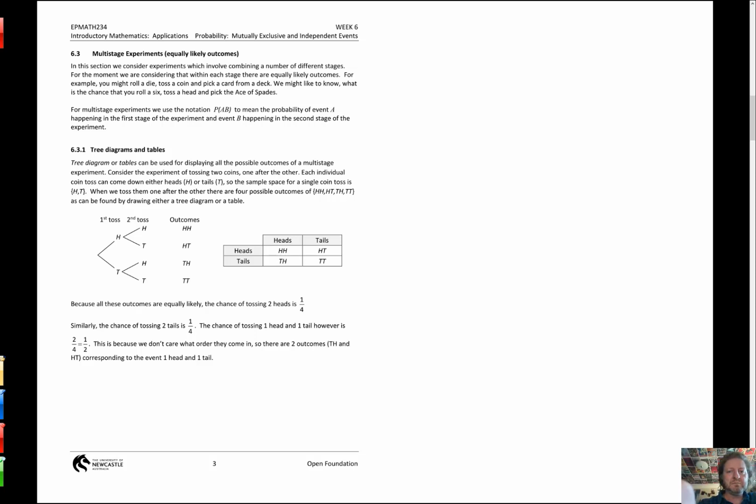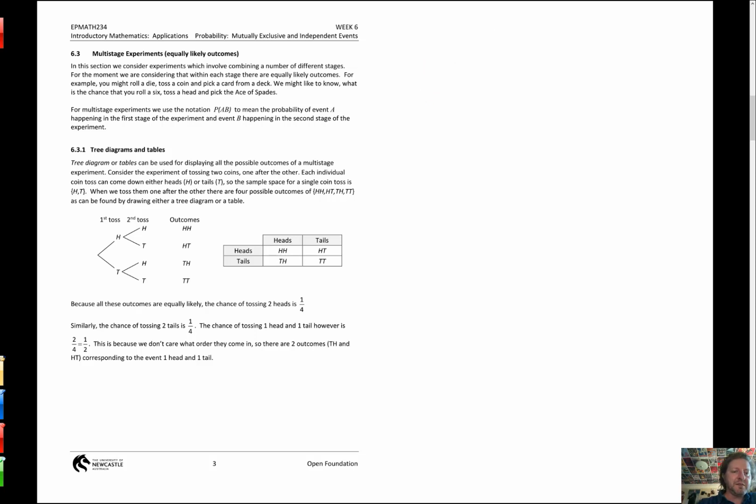Now let's look at this introduction. For multi-stage experiments, we use a notation P of AB to mean the probability of event A happening at first and then event B happening in the second. So unlike algebra, where AB and BA are the same thing, in here the probability of the event AB happening means A, then B. The probability may be the same or may not be the same of getting B, then A. Depends what we're discussing, okay? In this case, they're equally likely, so it's not going to make much difference, but sometimes it will make a difference. But just note that when we've got 2 letters, we're saying the first event happening, then the second event happening.